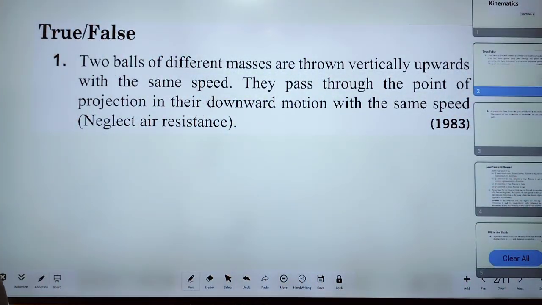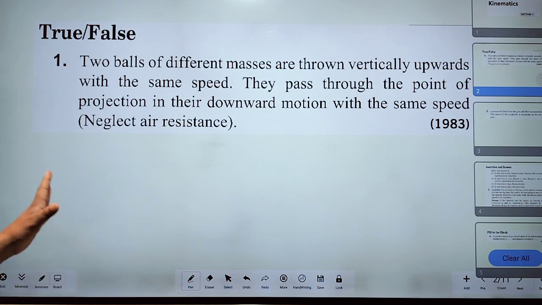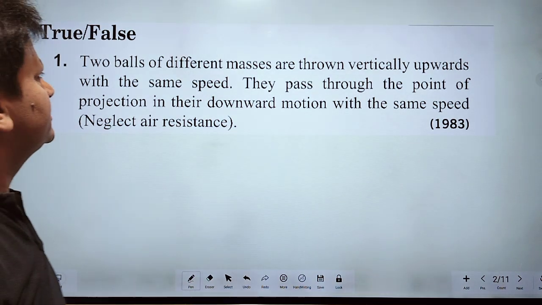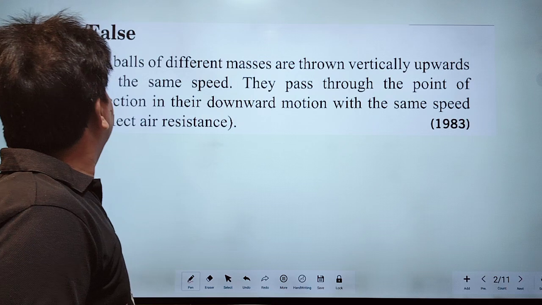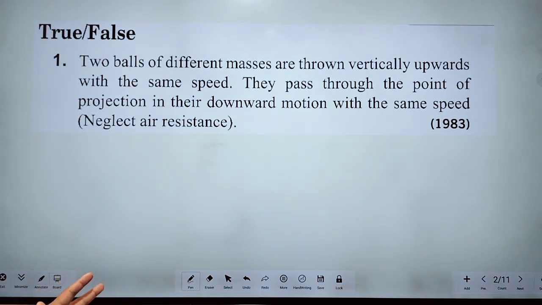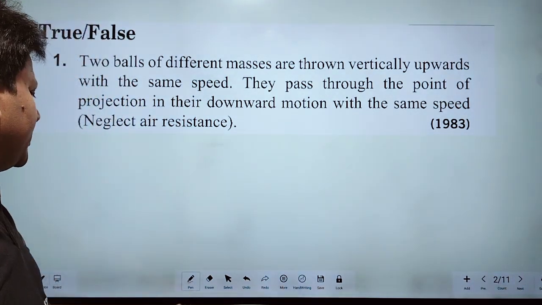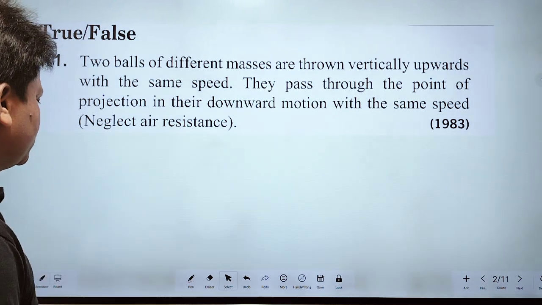Two balls of different masses are thrown vertically upward with the same speed. Both balls have different masses, but their speeds are the same. They pass through the point of projection in their downward motion with the same speed. Neglect air resistance.